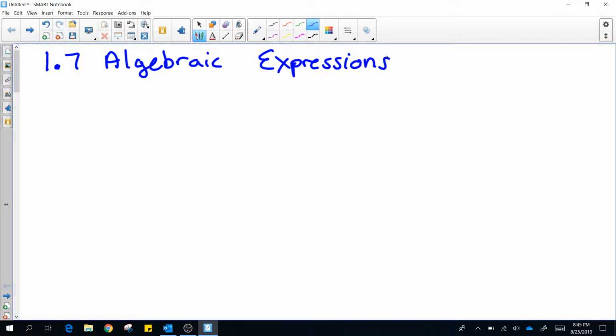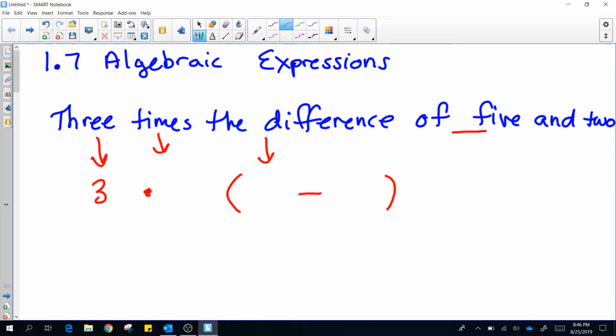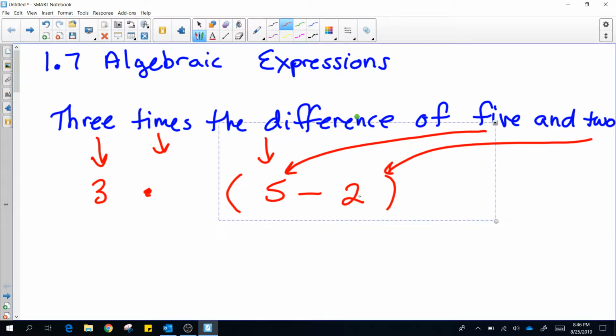So what we're going to do is translate things from words to numbers and then do some evaluating using order of operations. What we have to be careful of is the wording, because something like this, when I write 3 times the difference of 5 and 2, it says 3 times, but then when it says the difference, we are subtracting 5 and 2. But notice that I had to put parentheses in there because it's 3 times all of what's being subtracted.